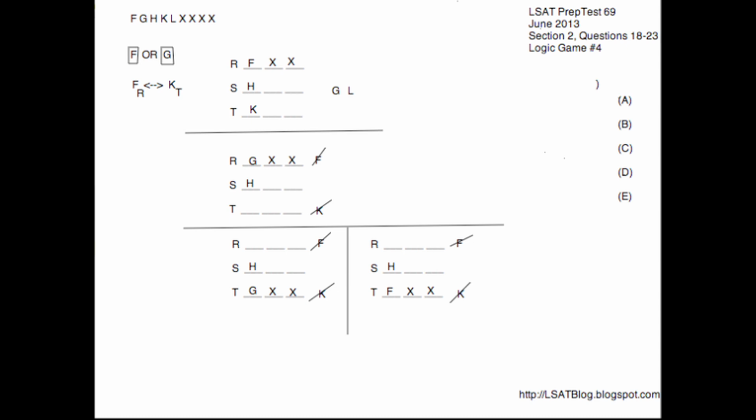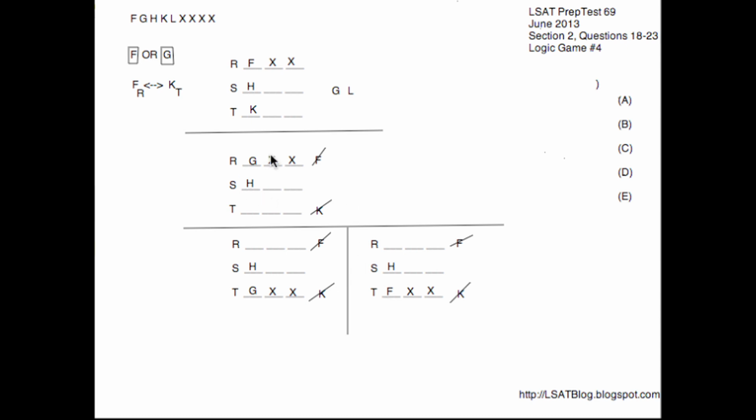So here are those remaining 3 possibilities here. I put G by itself on R, G by itself on T, and then F by itself on T. Of course, neither F nor G could be on S by themselves because we have H there from the final rule of the game. So these are our 4 main diagrams, and we'll carry this into the questions. But before we go into the questions, let's see what other inferences we can make based on this.